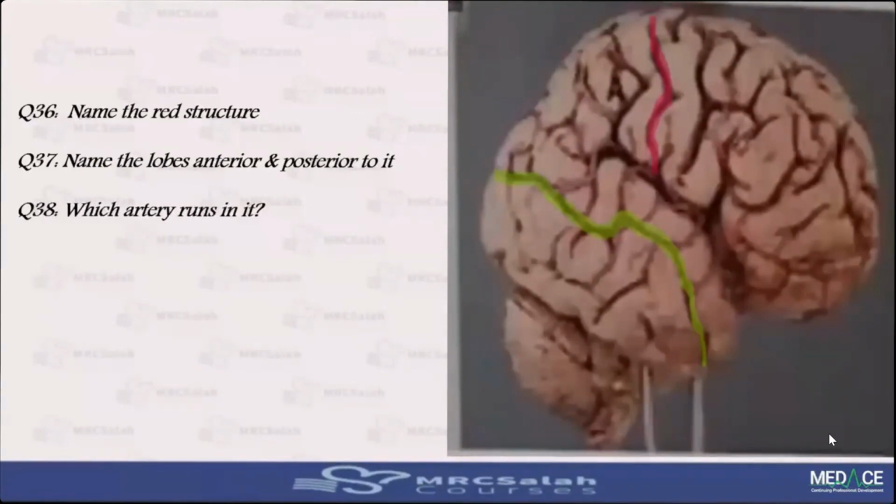Middle meningeal. Not sure. The middle meningeal runs in the extradural space over the dura, so definitely it doesn't run here. So which one is it? Middle cerebral. Yes, it's the middle cerebral artery. What do you name the green structure or groove? Parieto-occipital sulcus. Yes.